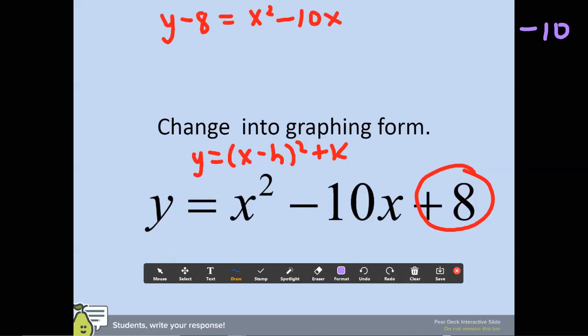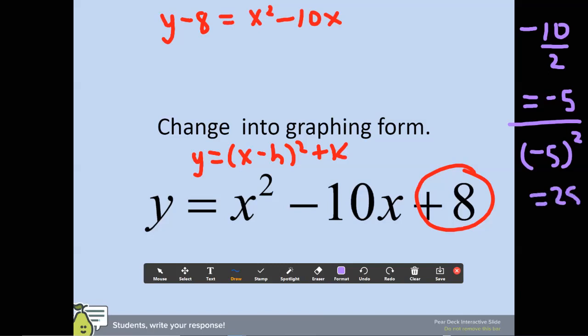Negative 10 divided by 2 is a negative 5. I then take that negative 5 and square it, and that gives me 25. So that's what I'm going to be adding to both sides. So I'm going to have y minus 8 plus 25 equals x squared minus 10x plus 25.